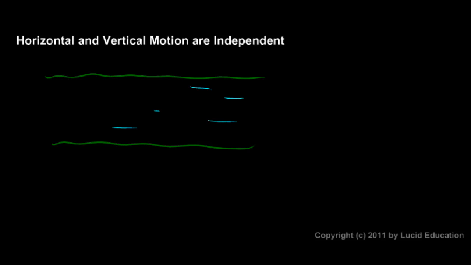So let's think again about the boat crossing the river. Okay, here's the river banks, and our river's flowing here. And here's our boat, and it's aiming across the river like this. And again, we can think in terms of north, south, east, and west. So when we say vertical motion, in this case we're talking about motion along a north-south line. And when we say horizontal motion, we're talking about motion along an east-west line in this particular case.